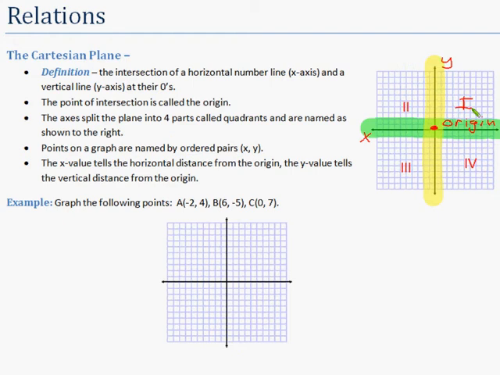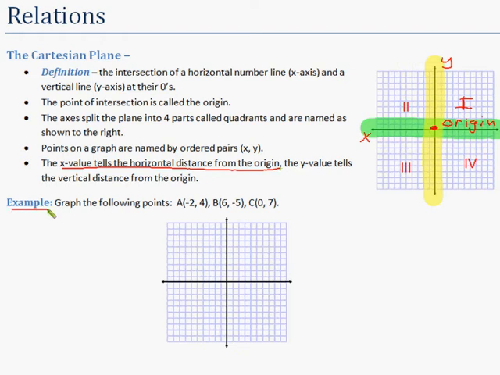Points on the graph. A Cartesian plane is used to find the location of points in 2 dimensions rather than just 1 dimension as you would for a number line. So they are named by ordered pairs x, y. The x values tell us the horizontal distance from the origin, and the y values tell us the vertical distance from the origin. So we'll graph a couple points here in our example.